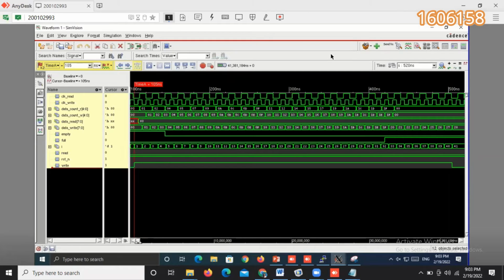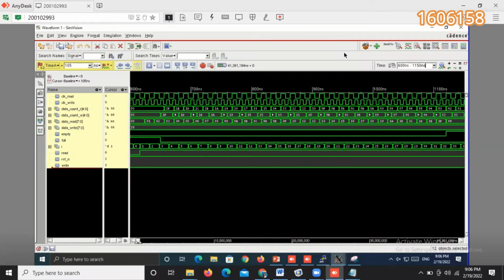Here we can see our waveform in Cadence simulation, and in our first test case we will write the data and we will keep the read signal at 0. And here when we have enabled the write signal, at the negative write clock edge, the data has started writing, and after starting writing in the FIFO, the empty flag has become 0. And after a while, when we have finished our writing, the full flag will be on.